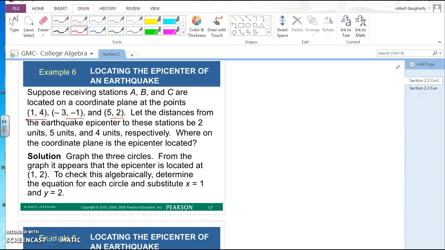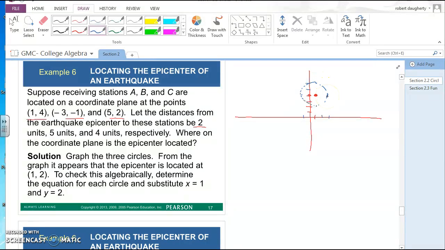So let's graph these first, and I will try to do this accurately on my inaccurate graph. (1, 4) is right here. And I know that that circle has a radius of 2. So at a radius of 2, right here and right here, somewhere out here. So I've got some circle that does something like this, okay?